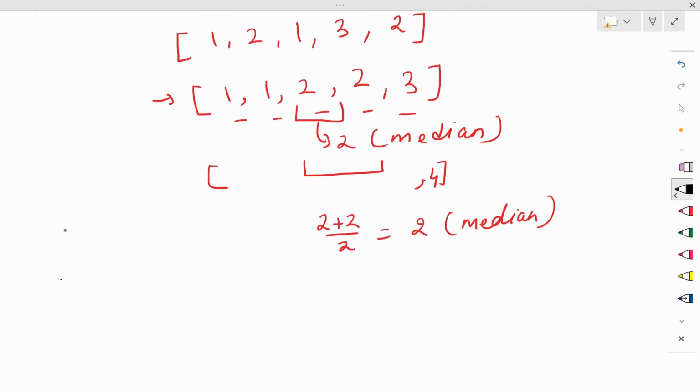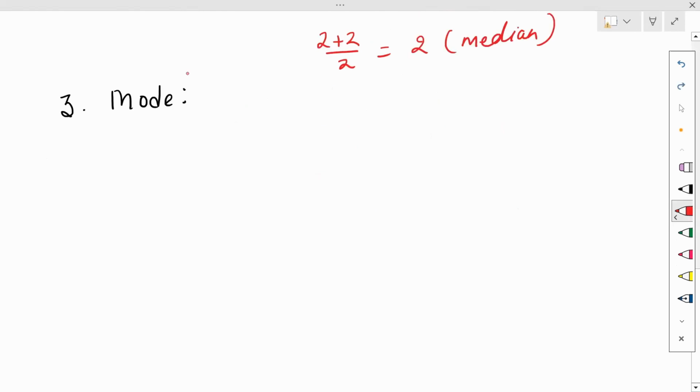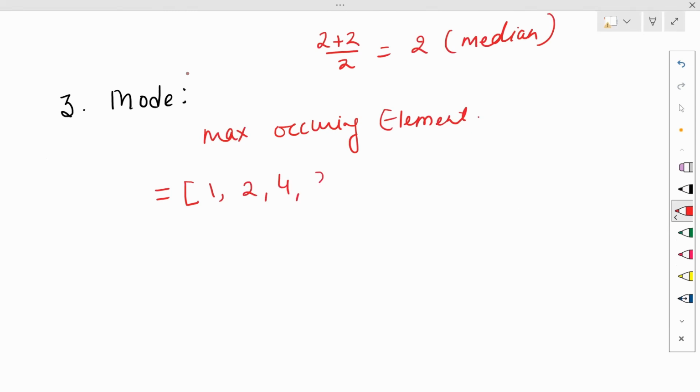Third measure of central tendency is mode. Mode of a dataset is the maximum occurring element. So now if the list is something like this, 1, 2, 4, 2, 9, 4, 2. In this case, 2 is appearing 3 times. So the mode of this particular list will be 2.